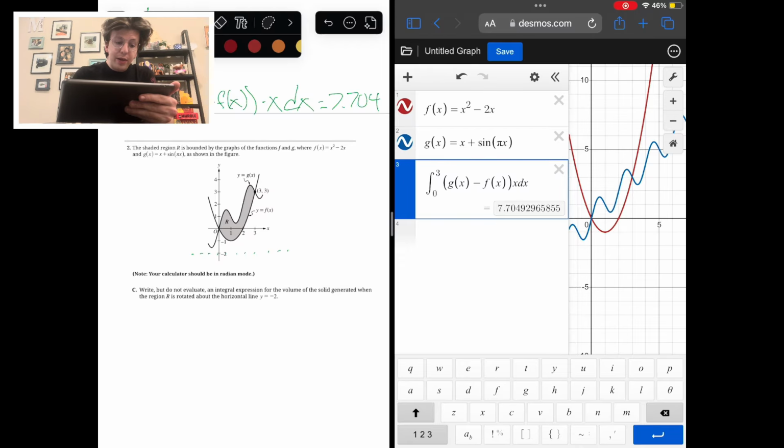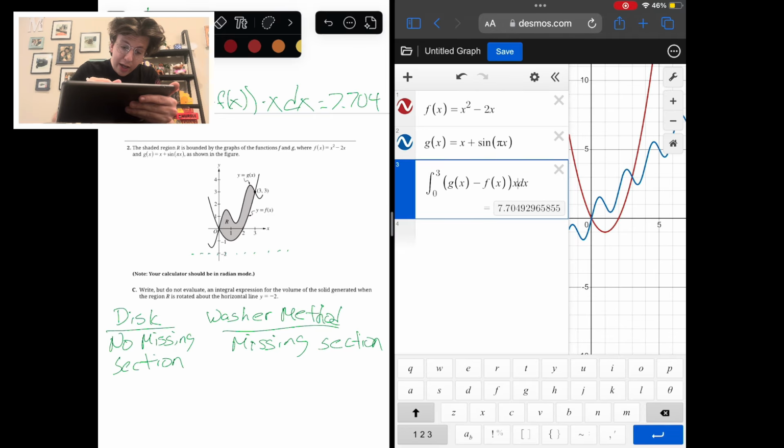Right there, I'm thinking of the disk and the washer method. The disk method is when we have no missing area or no missing section. And the washer method is when we're going to have a missing section with a radius. So let's draw a line to any part of the top of our region R. Notice we have a missing gap in between, so we're going to have to do the washer method.